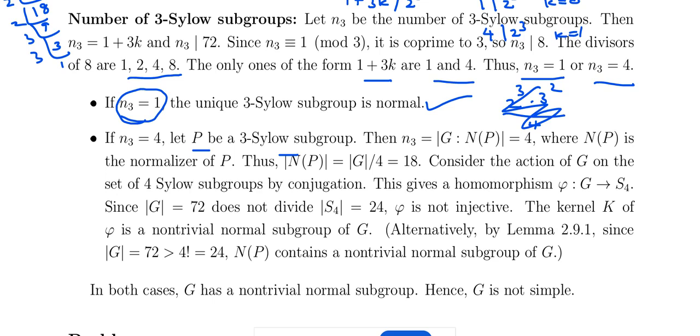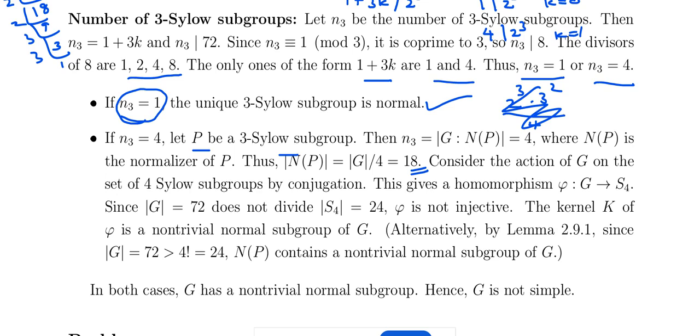Already we know that order of G is 2 cube into 3 square. So when you simplify it, that is equal to 18. So order of N of P is 18, the normalizer of P. Now consider the action of G on the set of 4 Sylow subgroups. This gives the homomorphism pi from G to S4. So order of G equal to 72 doesn't divide the order of S4.